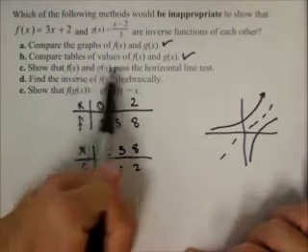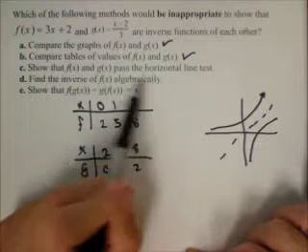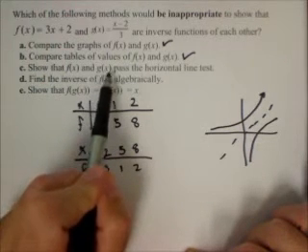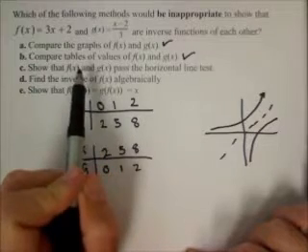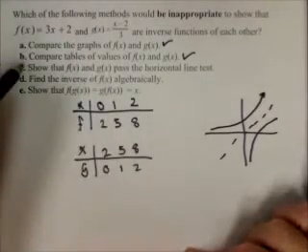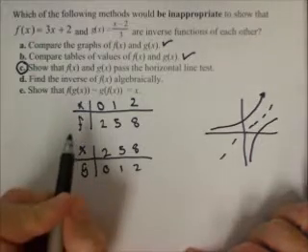Show that f of x and g of x pass the horizontal line test. So, in fact, passing the horizontal line test only tells us that it has an inverse. It doesn't tell us what the inverse is. So it's going to be C.